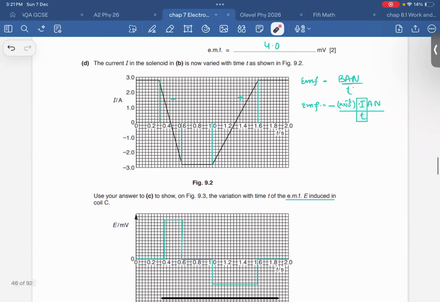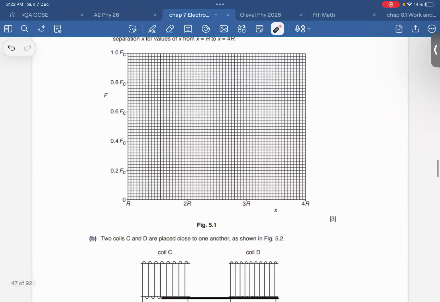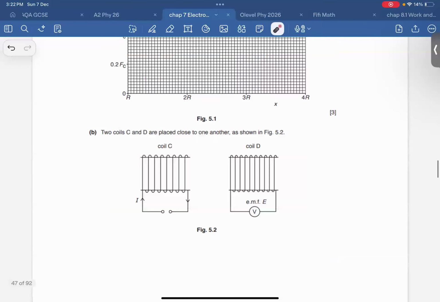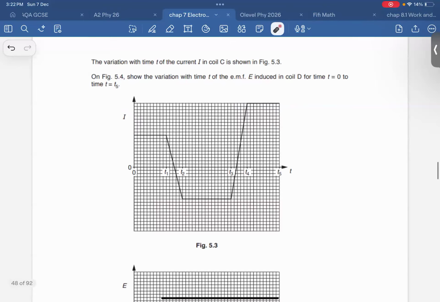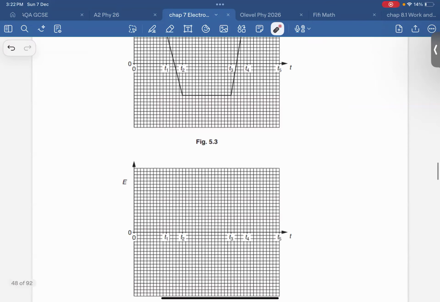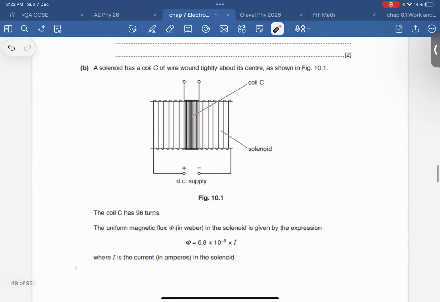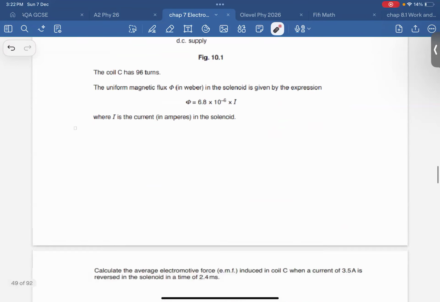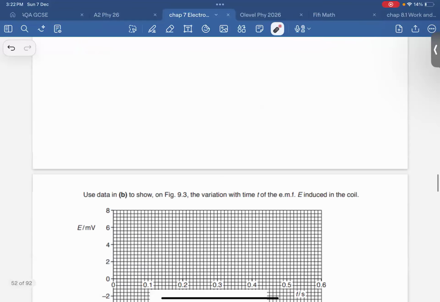Okay, channel. Force, you don't have to draw the force. Again, you have been given the current graph and they're asking you for the induced EMF graph. It will be solved according to the previous question that we have done. Again, the flux equation is given, and let's do one more question, then we'll end the class.